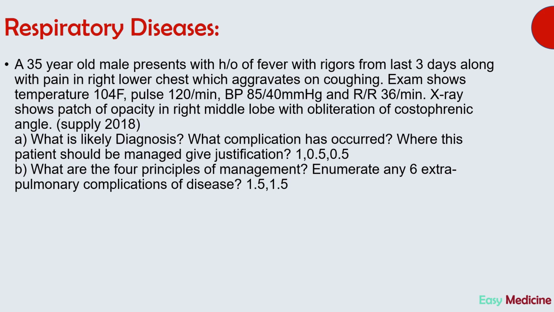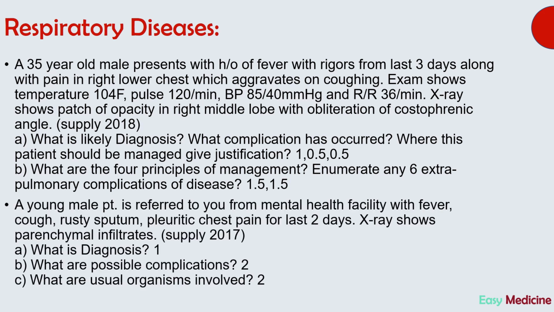The first part is, what is the likely diagnosis, what complication has occurred, where this patient should be managed, give justification. The second part is, what are 4 principles of management. Enumerate any 6 extrapulmonary complications of this disease. The second question is, a young male patient is referred to you from a mental health facility with fever, cough, rusty sputum and pleuritic chest pain for last 2 days. X-ray shows parenchymal infiltrates, and this question was in supplementary examination of 2017.